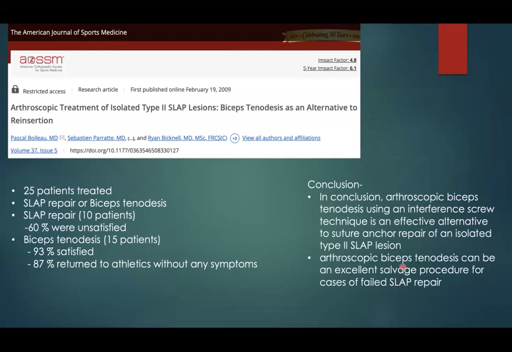They concluded that arthroscopic biceps tenodesis using an interference screw technique is an effective alternative to suture anchor repair of an isolated type 2 SLAP lesion. Arthroscopic biceps tenodesis can be an excellent salvage procedure in cases of any failed SLAP repair.